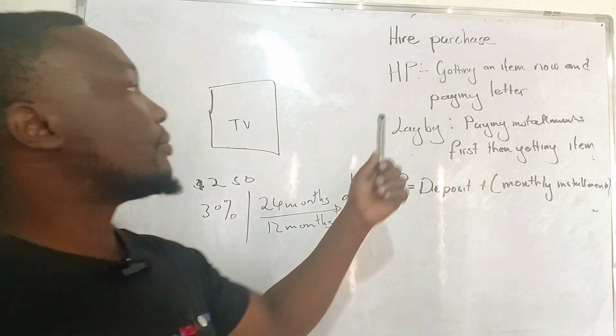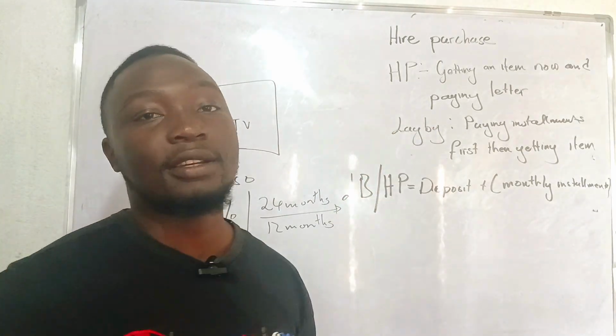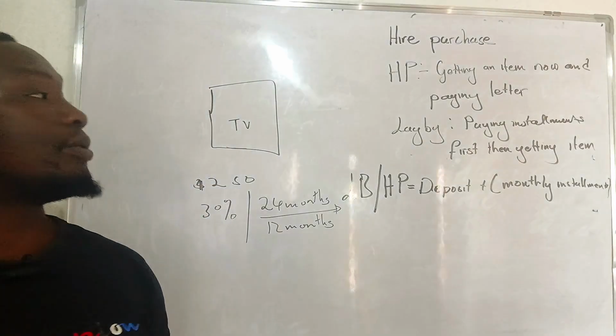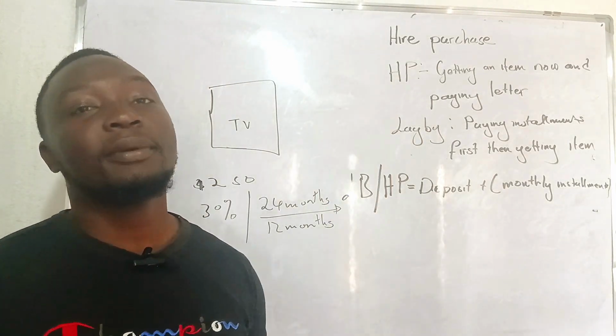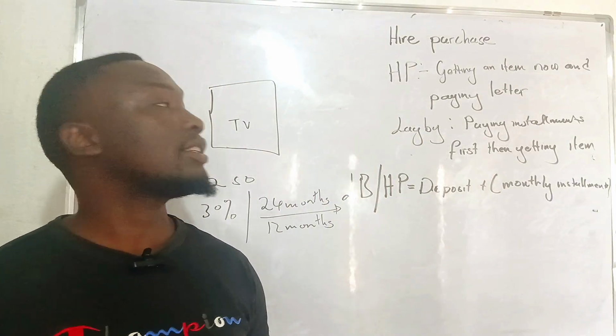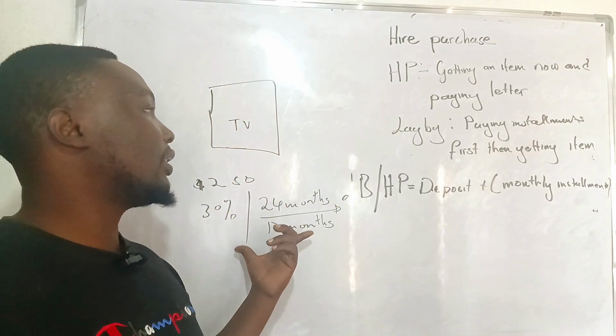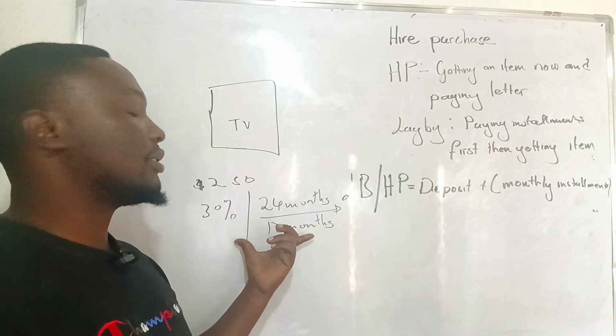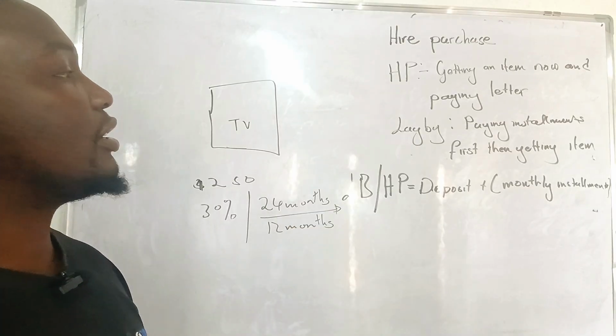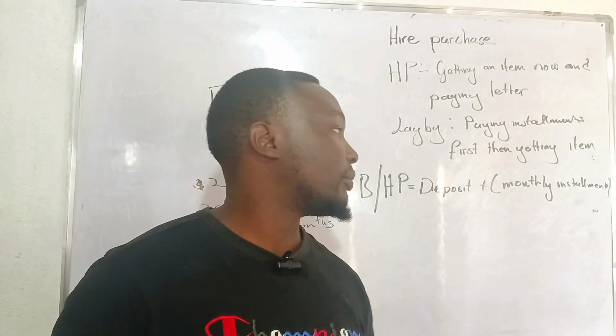The difference between hire purchase and layaway is that on hire purchase, you begin to use the item before you finish paying for it. But on layaway, you begin to pay the installments. Then once the installments are finished, that's when you begin to use the item.